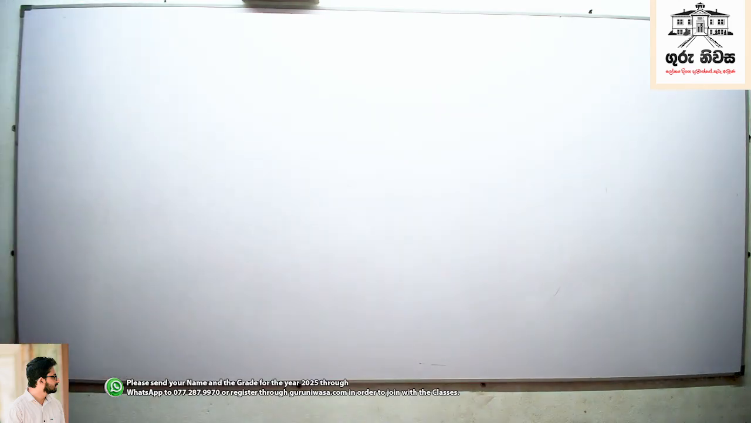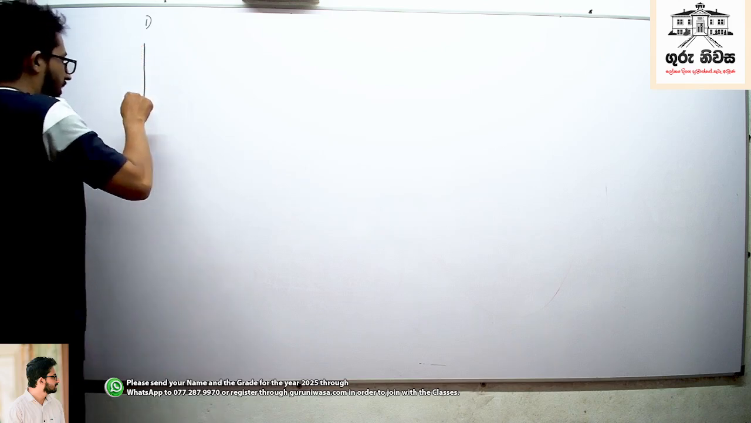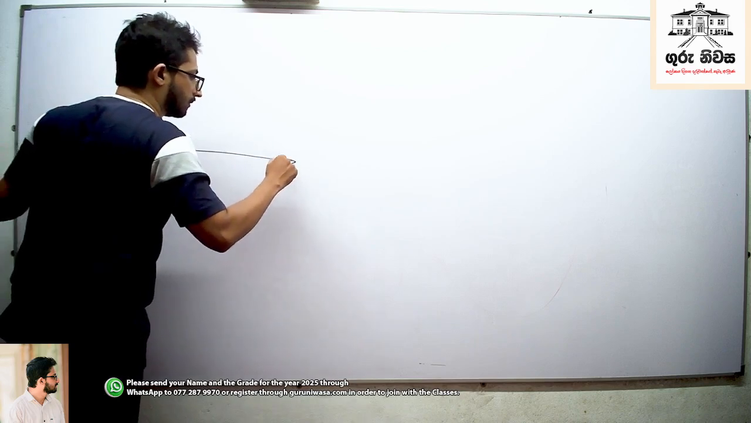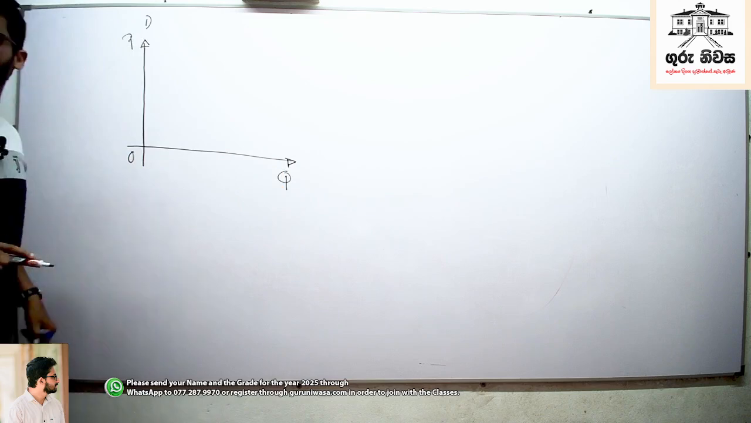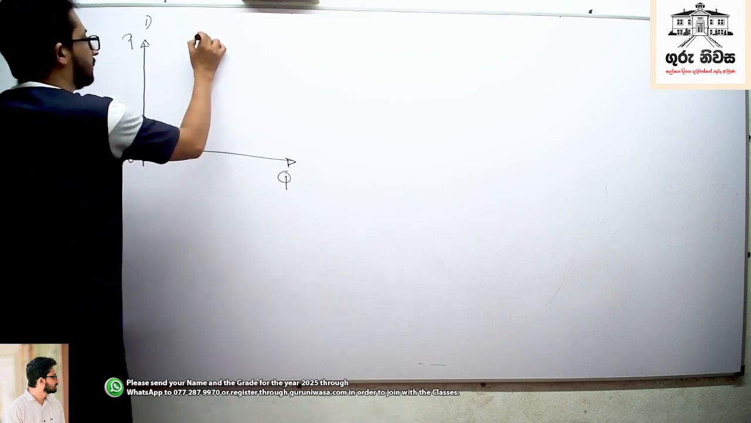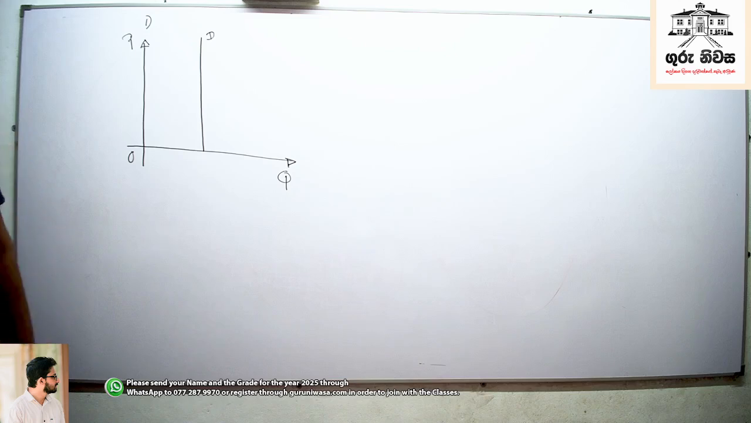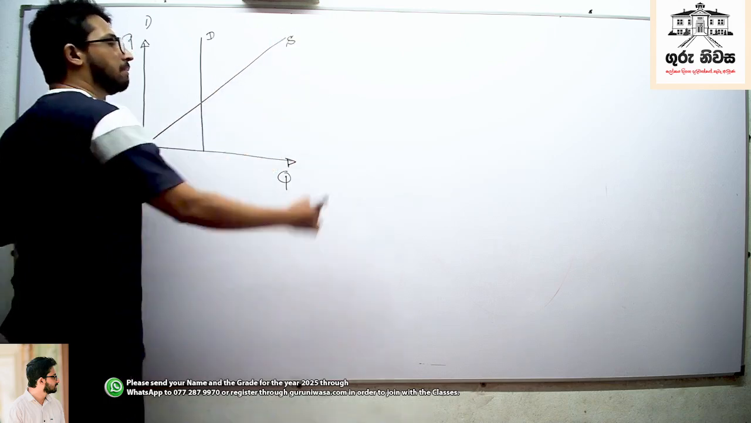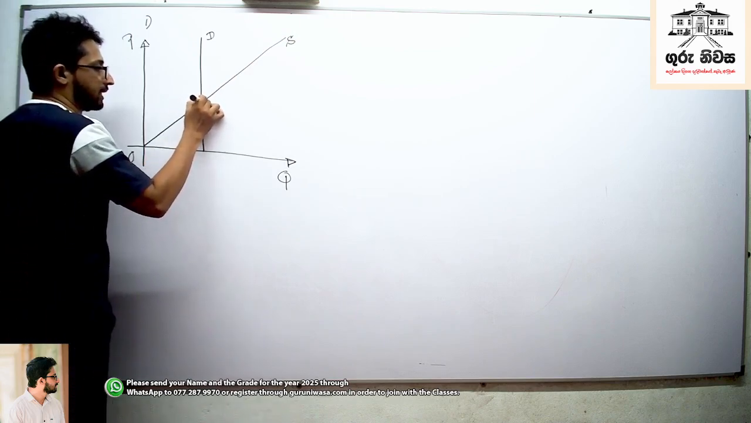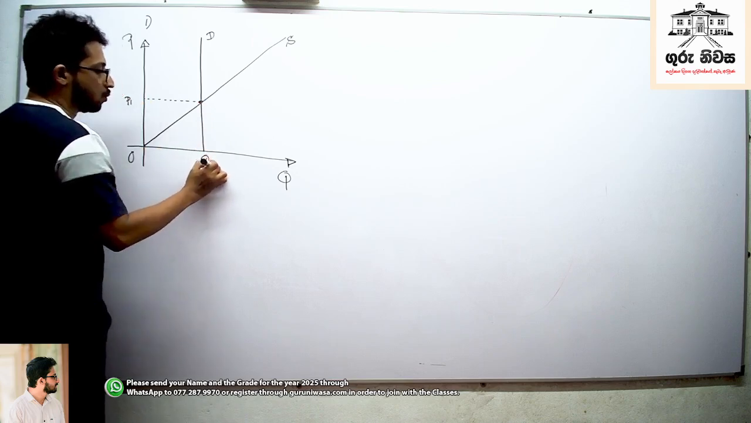Now, demand is specific: perfectly inelastic demand. Price, quantity, zero. This is the curve. Can you remember? It's parallel to the price axis. This is the demand curve. Now draw a normal supply curve like this. Mark the new equilibrium. This is the equilibrium point. Assume equilibrium price is P1, quantity is Q1.